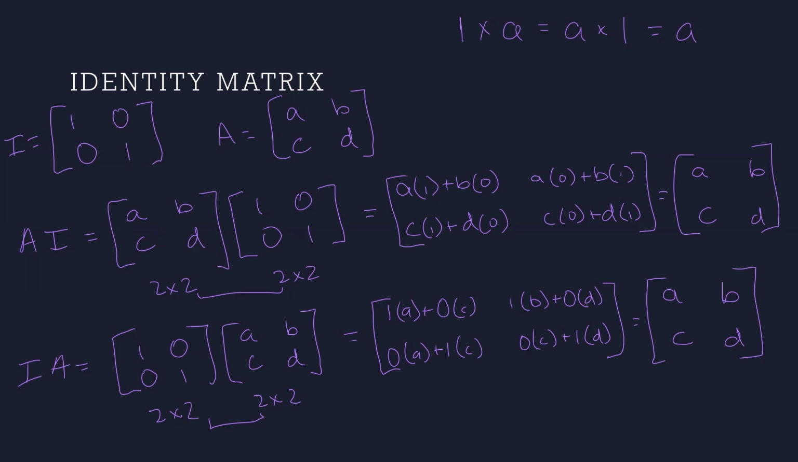So for square matrices, there is an identity matrix. Square meaning the same number of rows and columns, so a 2 by 2, 3 by 3, a 4 by 4. The identity matrix just has 1s along the diagonal and 0s everywhere else. And when you multiply by the identity matrix, you get the original matrix back. So it's similar to multiplying a number by 1.